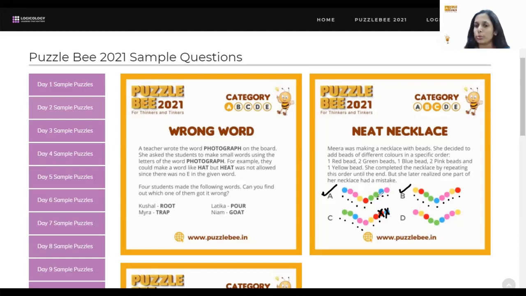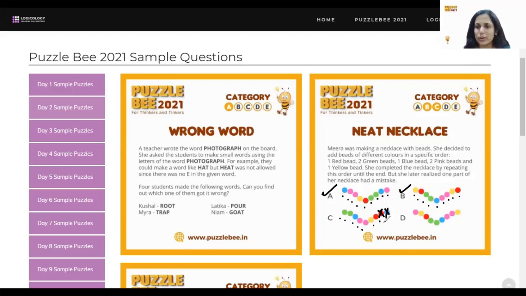This should not have been blue. Both of these should have been green, because one red is followed by two greens. So although our answer is C, there are actually two mistakes here. It's not just the second last one, but also the last one which is wrong.